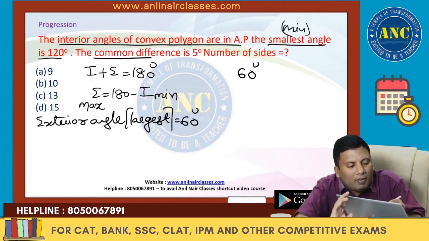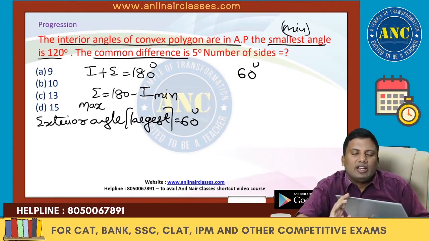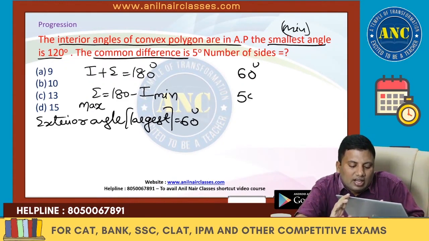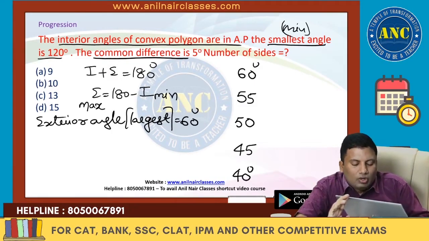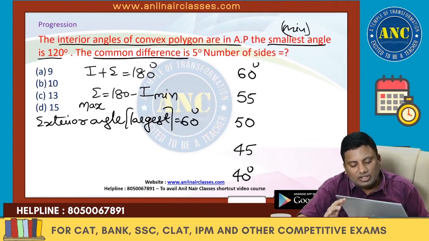The common difference is 5 degrees. Because it is the largest, the value will keep decreasing by 5. Do it till the sum is 360.